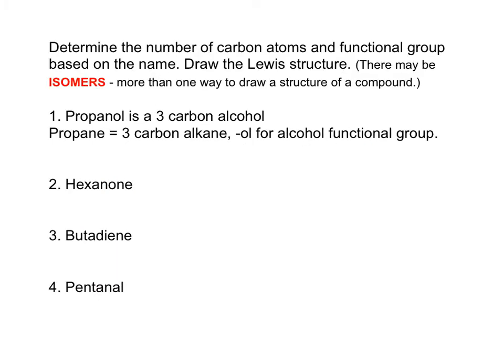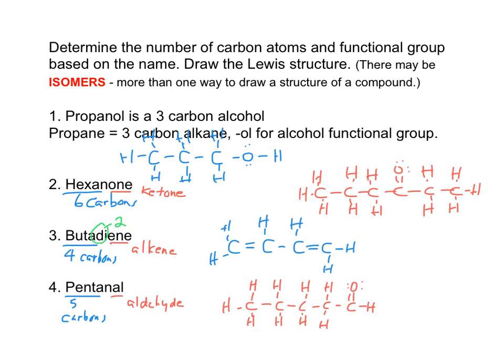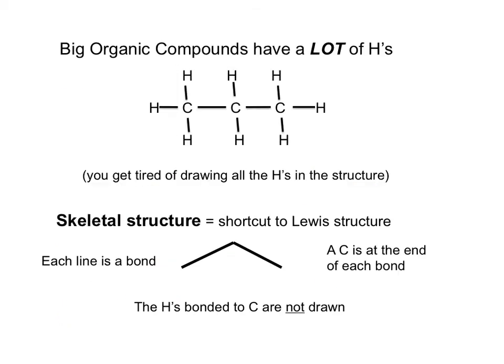Let's practice converting the name of an organic compound to a structure. Stop the video and try these. And the answers are: for propanol, we could put the OH group on the middle carbon. For hexanol, we could put the ketone group on any of the middle carbons. For butadiene, we could put the alkene groups on adjacent carbons. Those structures would be isomers. We'll look at isomers in more detail later.